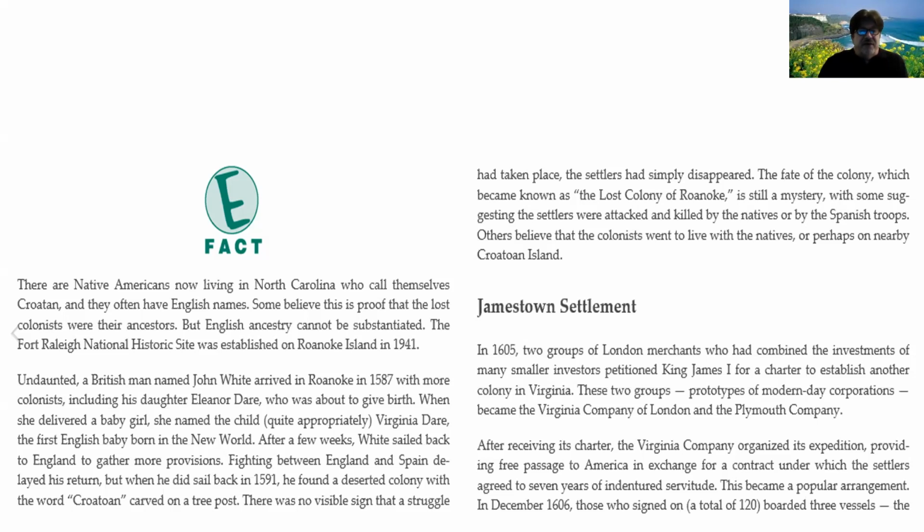Okay, it says White sailed back to England and gathered more provisions. Provisions is another word for supplies. Could be food, clothing, even alcohol. You're not sure. It's not clearly stated. So again, fighting between England and Spain delayed his return. But when he sailed back in 1591, he found a deserted colony, which means no people were living there. Their buildings were there, maybe possessions were there, but they themselves were gone.